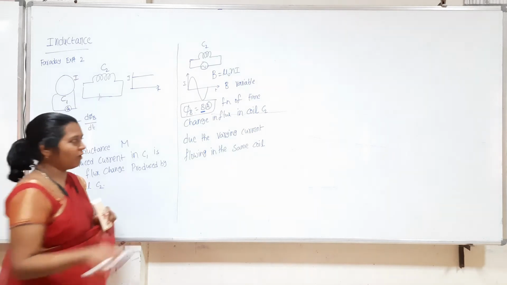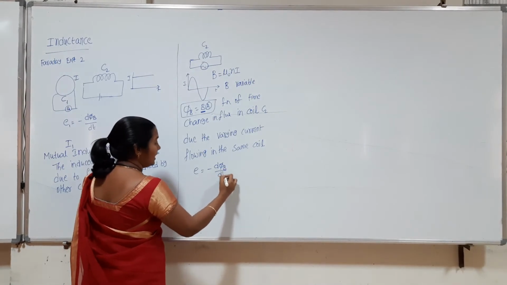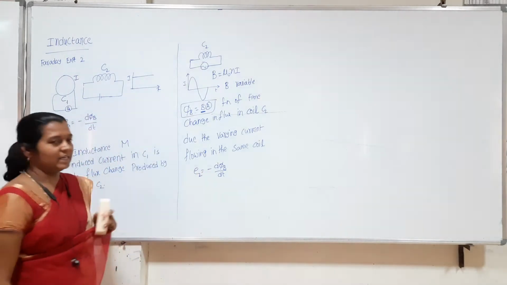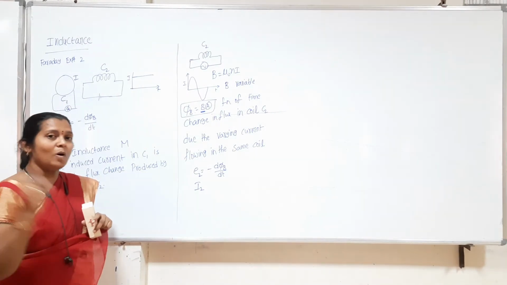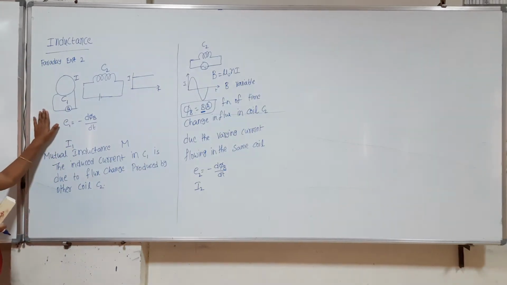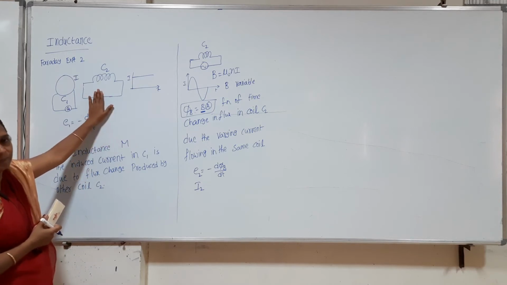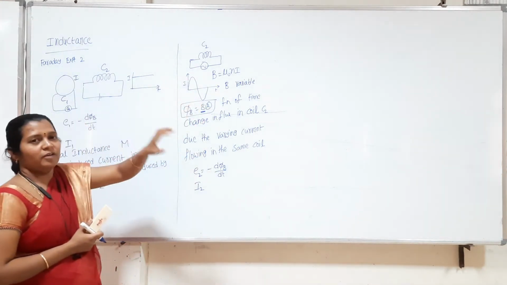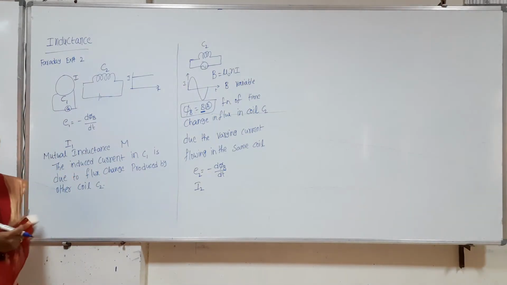If there is a change in flux, according to Lenz's law, an EMF is developed in the same coil itself. So in the same coil C2 itself, there is an induced EMF and an induced current, which is because of the variable current flowing in the same coil. Here the current in the coil C1 is due to the C2 coil, whereas here the induced current in C2 is because of the current flowing in the same coil. It is called self-inductance.